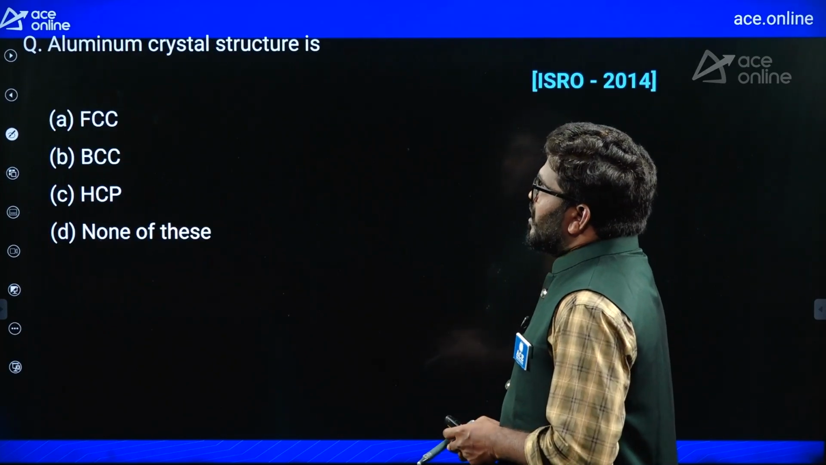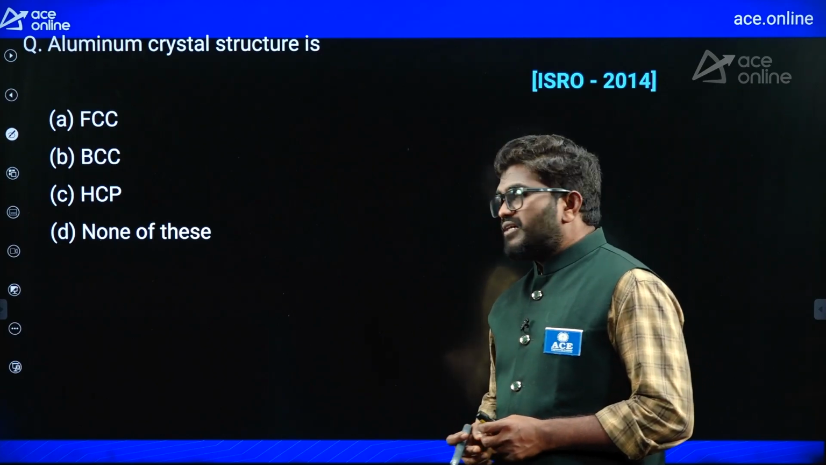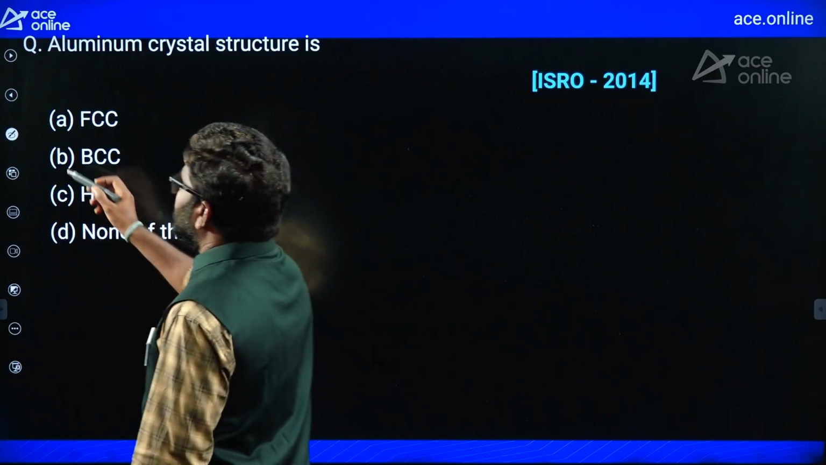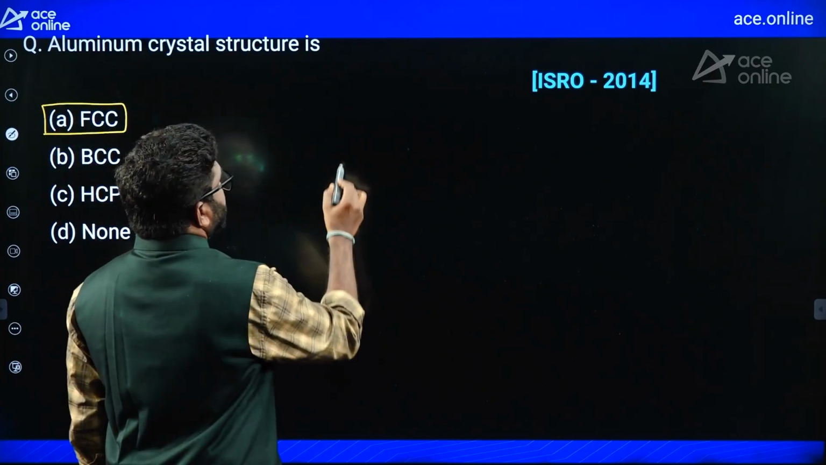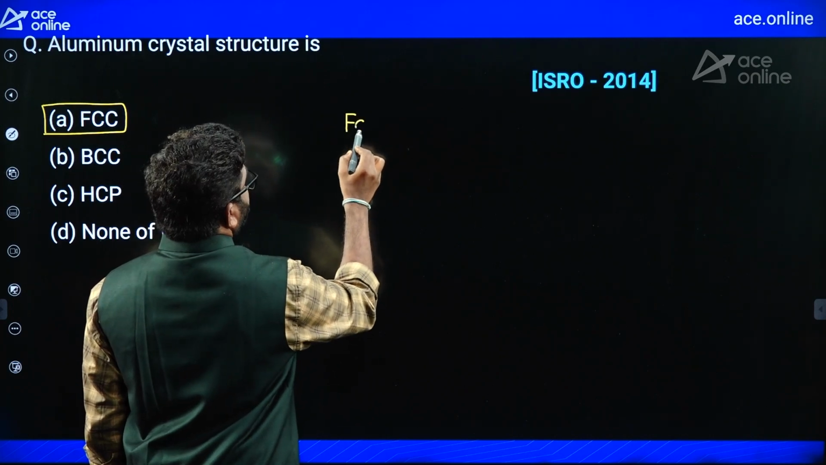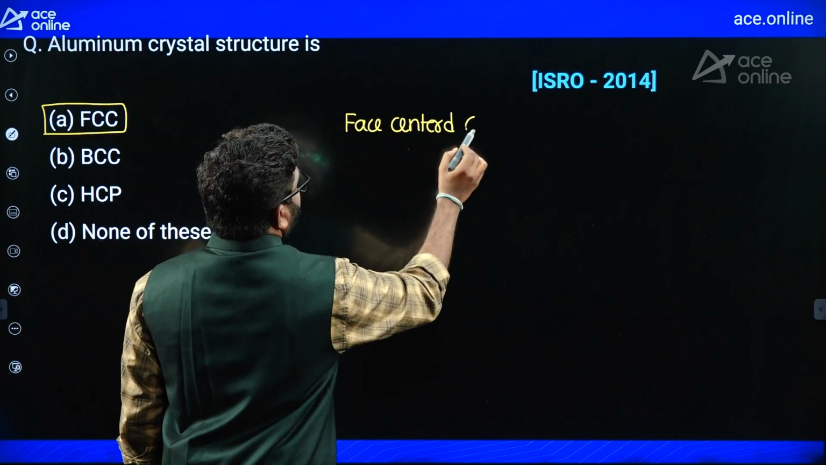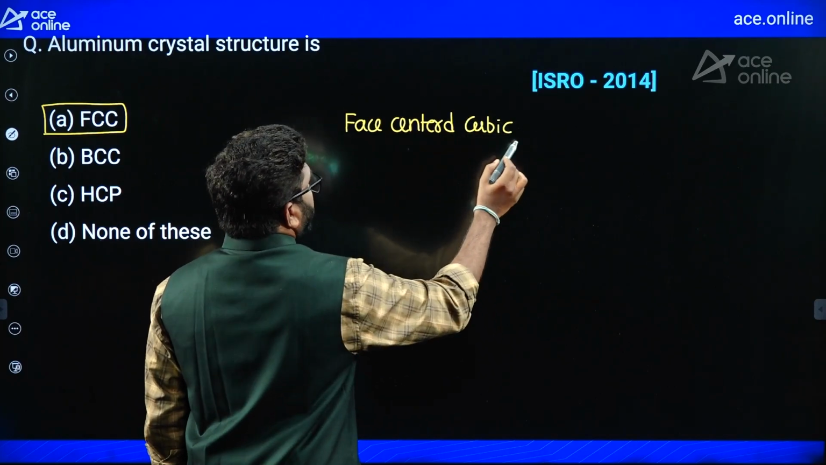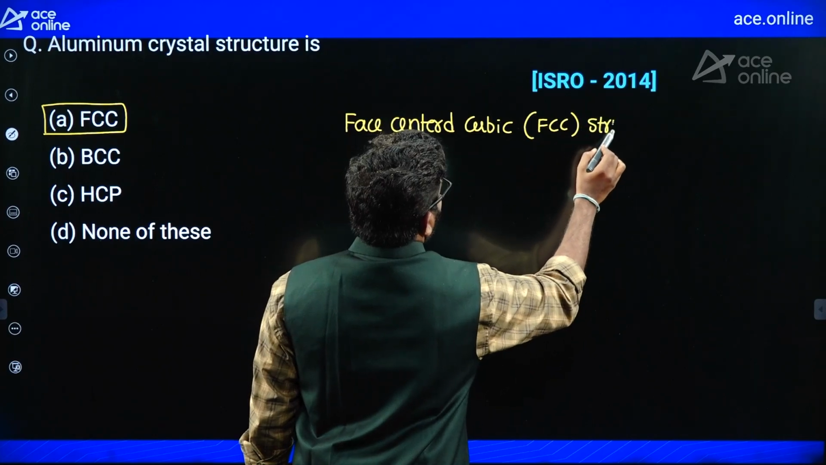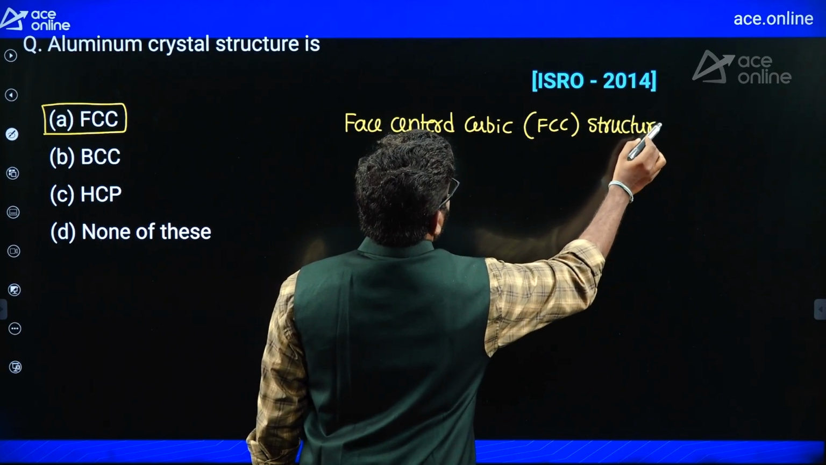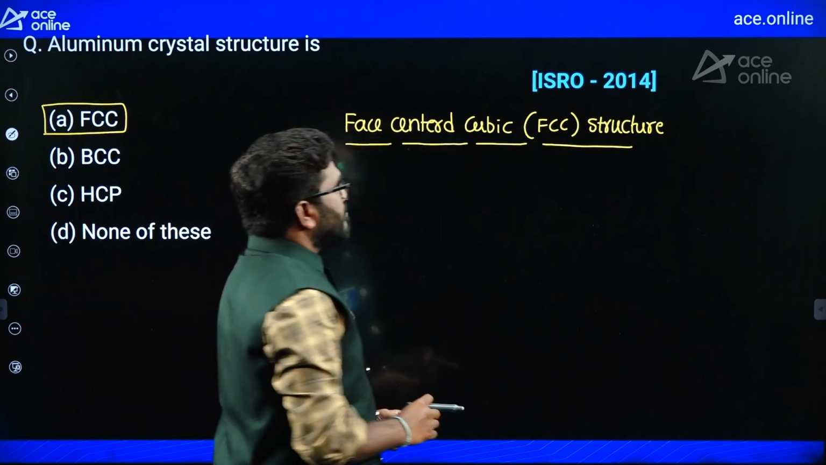Next, aluminum crystal structure comes under face-centered cubic structure. Remember, I'll give you a hint and examples for the face-centered cubic structure. FCC structure, you take face-centered cubic structure.